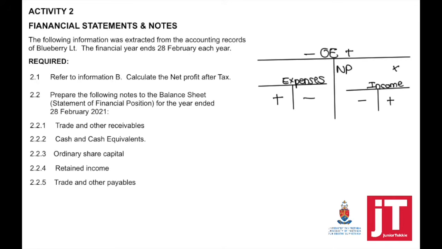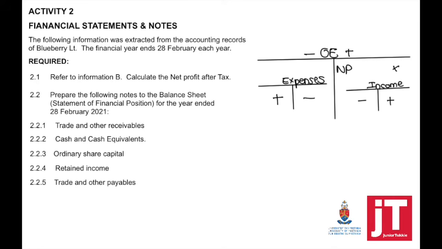A reminder, when we looked at Activity 1, you had to complete the income statement by looking at what is our income and expenses for this accounting period, which is equivalent to 12 months. When they ask you to calculate the net profit after tax, it means that they've already done that, but it was done incorrectly. So now we need to make changes. So we only care about those changes.